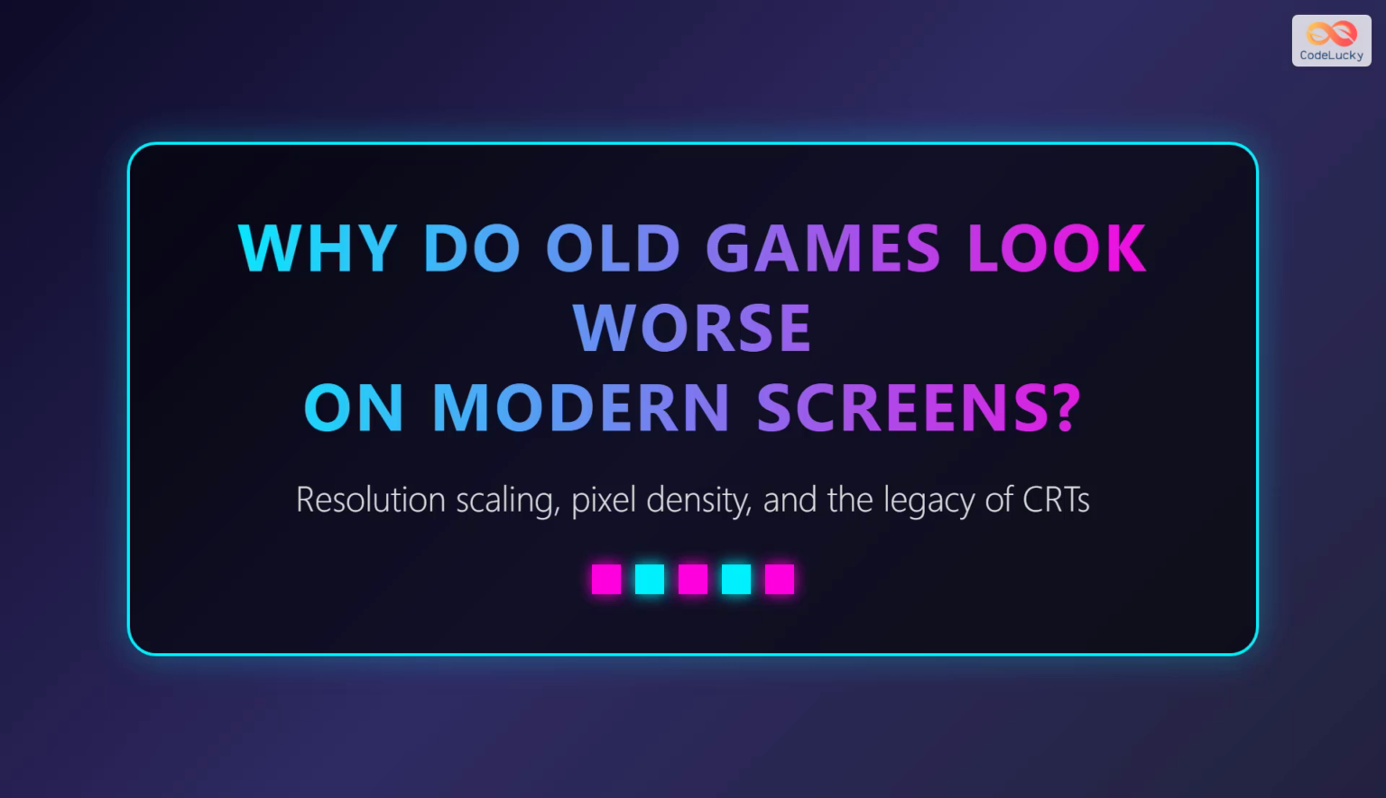Have you ever hooked up your old childhood console to a shiny new 4K TV, excited to relive the memories, only to be disappointed? The image looks blurry, the colors seem wrong, and everything feels sluggish. You are not misremembering. The games did look better back then. Today, we are exploring the technical reasons why retro games struggle on modern displays.